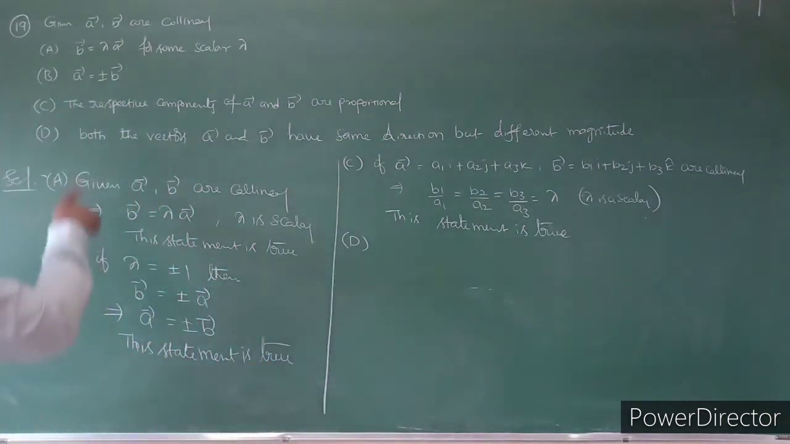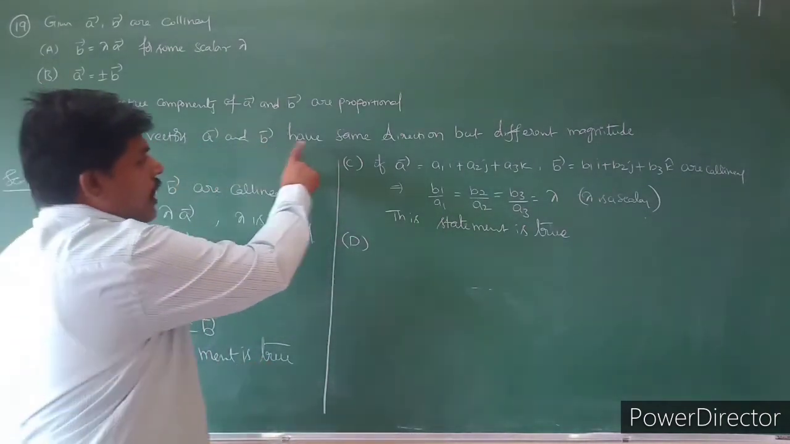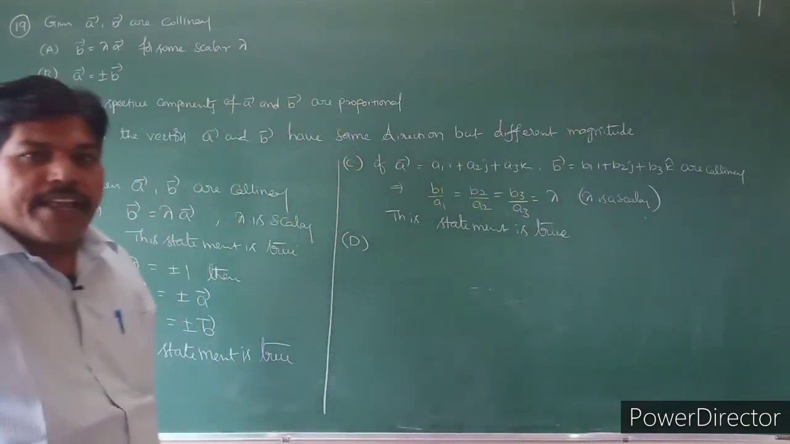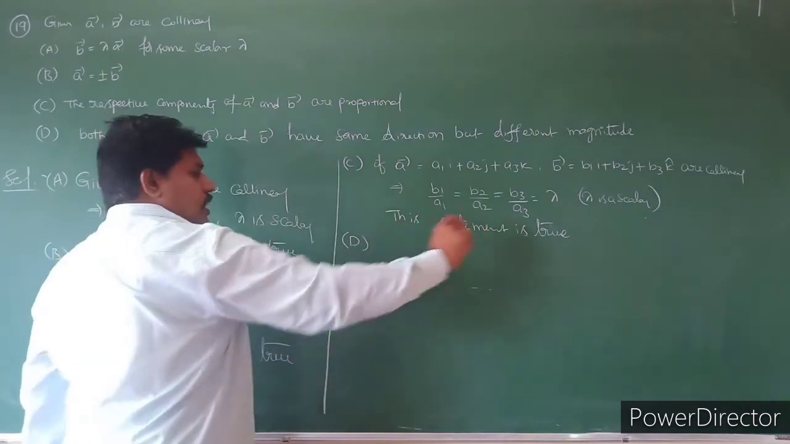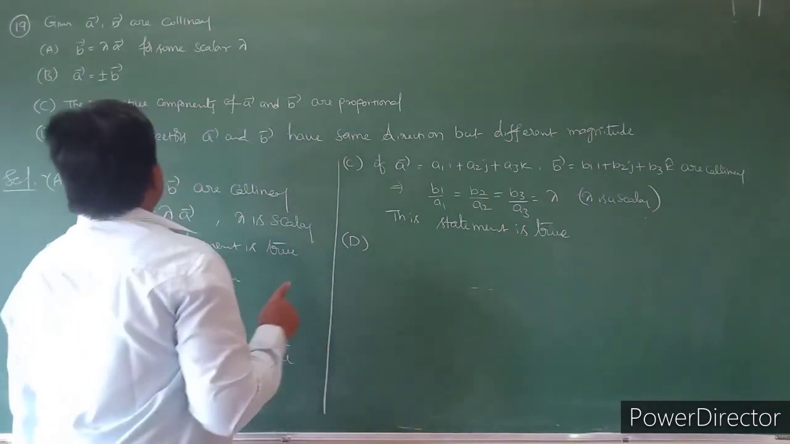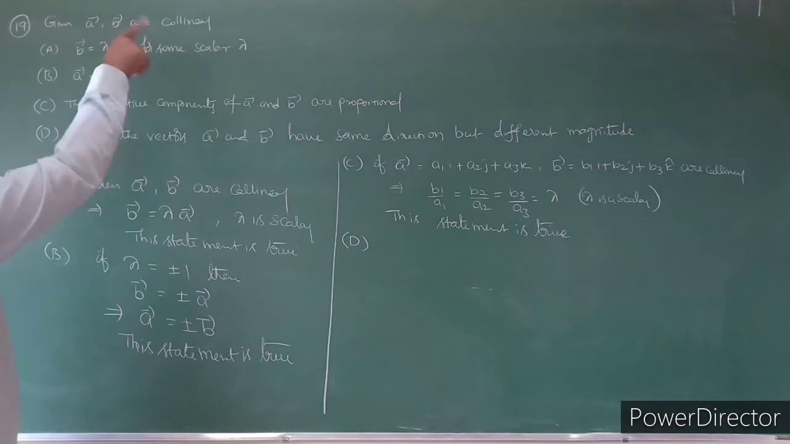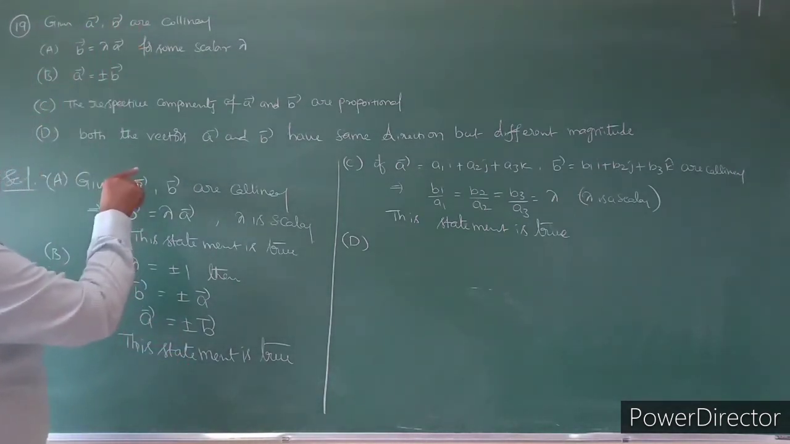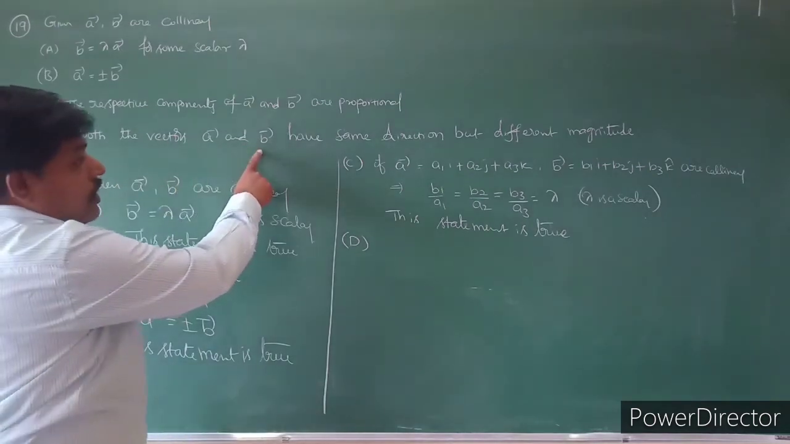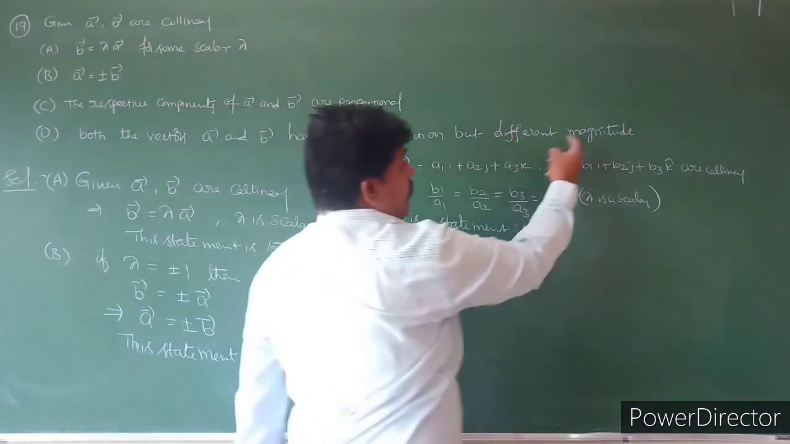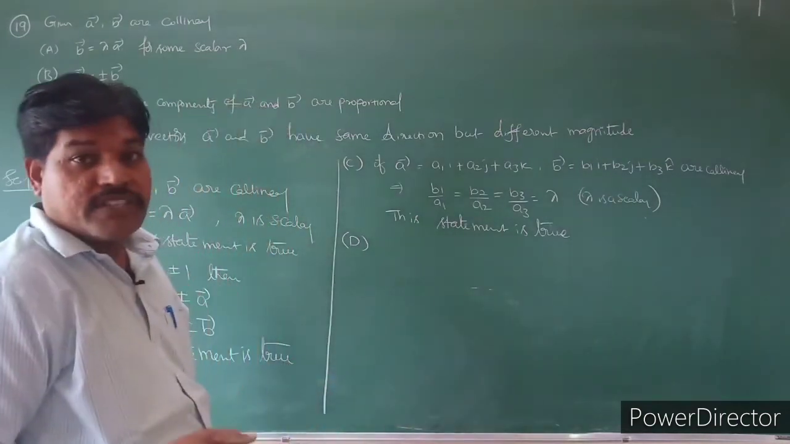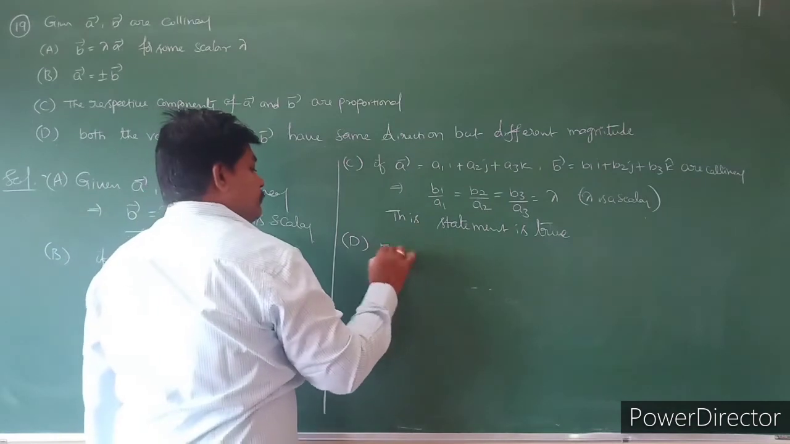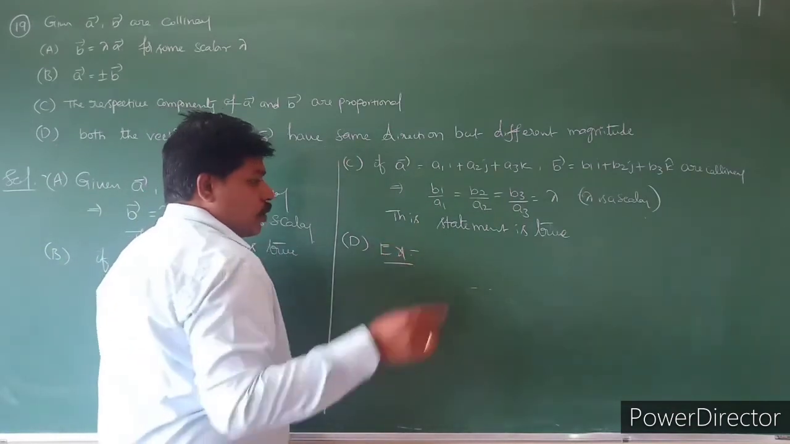What is the fourth one? Both the vectors a bar and b bar have the same direction but different magnitude. Same direction but different magnitude. What the question says is, if a bar, b bar are collinear, then they are saying that a bar and b bar have the same direction but different magnitude. I am taking, for example, two vectors here.